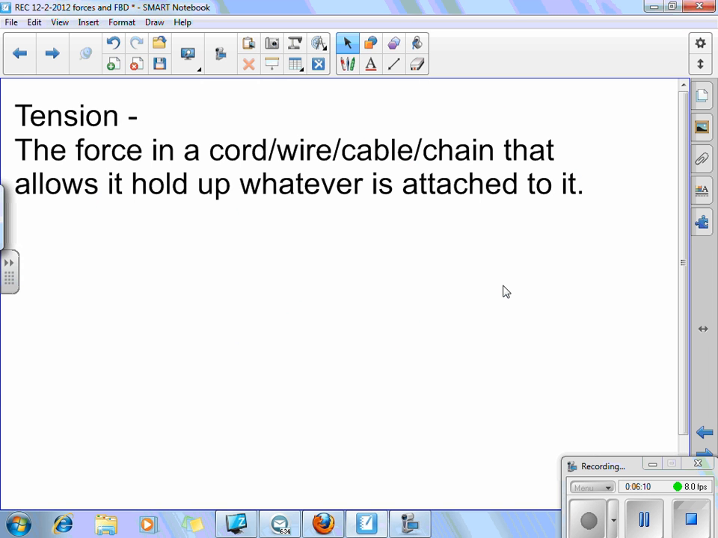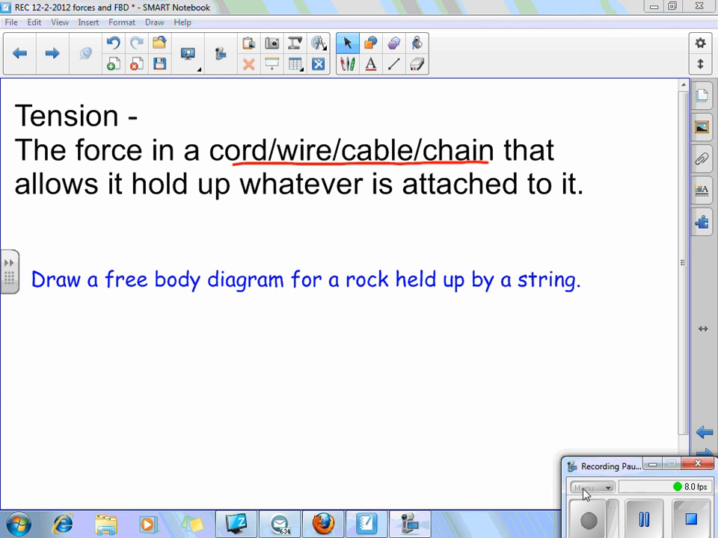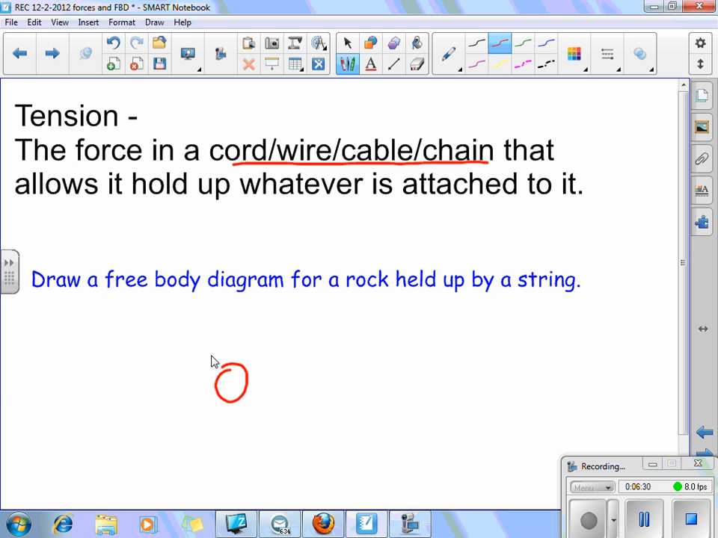Next force we're going to look at is tension. And this is the force in a cable, a wire, a cord, a chain, anything that can be called basically any of these types of shapes that allows it to hold up whatever is attached to it. So, for example, let's draw a free body diagram for a rock held up by a string. So in other words, somebody tied a string to a rock. First off, we start by drawing a basic shape for the object. That works. A circle can represent just about anything.